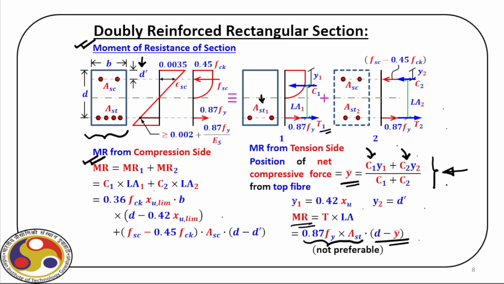Now, we can calculate this moment of resistance based on compression or tension, but obviously we prefer to go the first way, where we use the compressive force in concrete as well as steel to find out the moment of resistance.